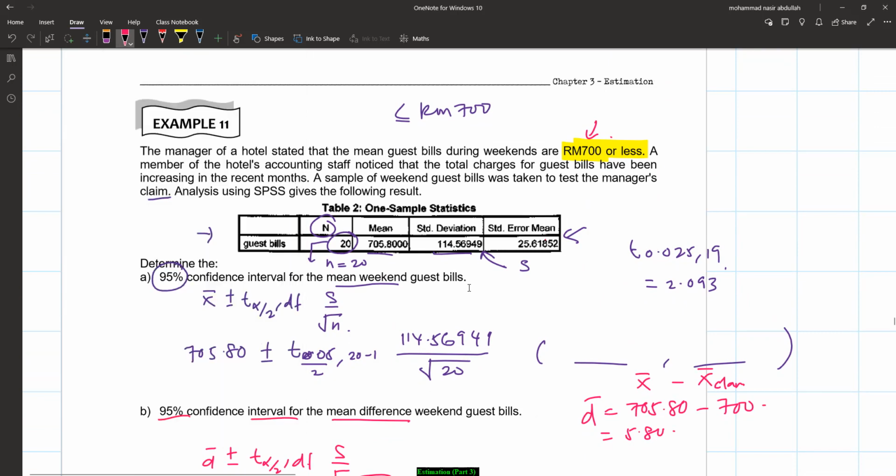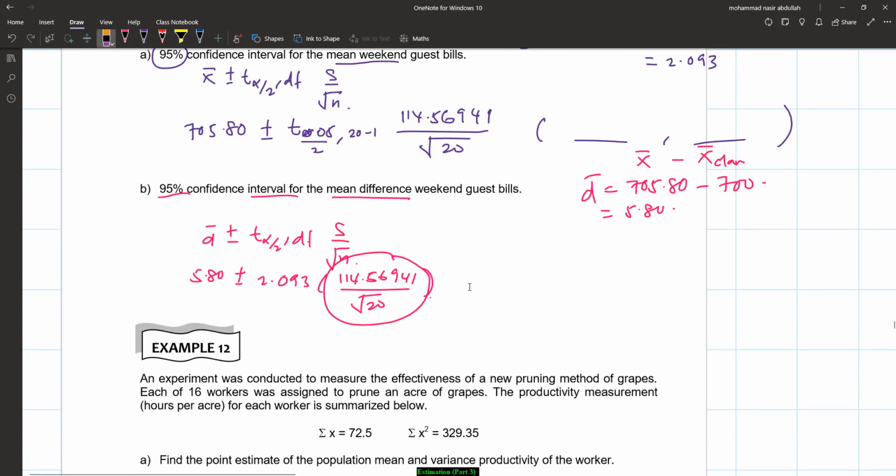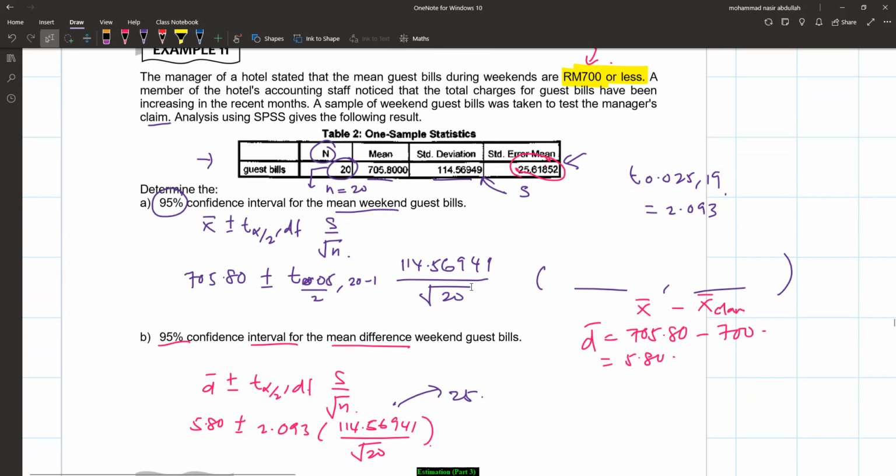So it's the same as above. Basically, if they give us the standard error of the mean, you just multiply with the value they give. So this is 25.61852. Right? So you calculate the value of lower confidence interval and upper confidence interval. So we can conclude that we have 95% confidence that the mean difference is between those values. Right?